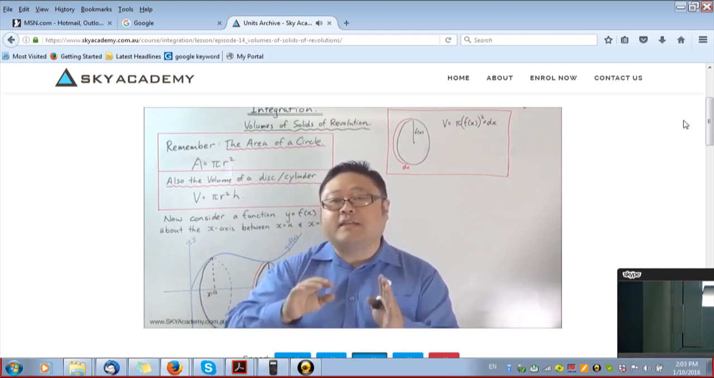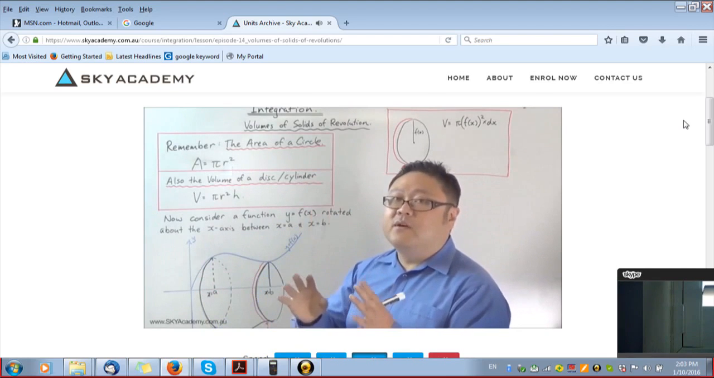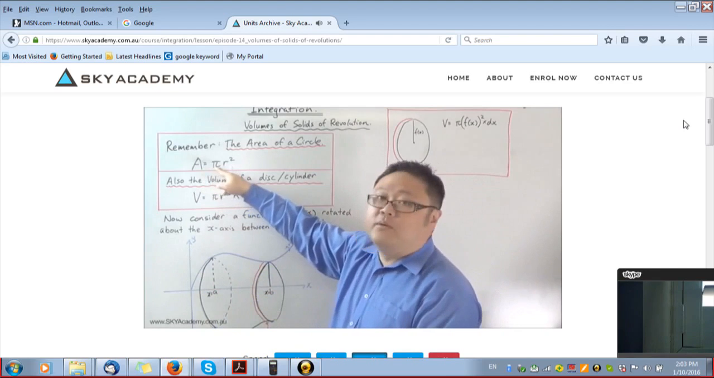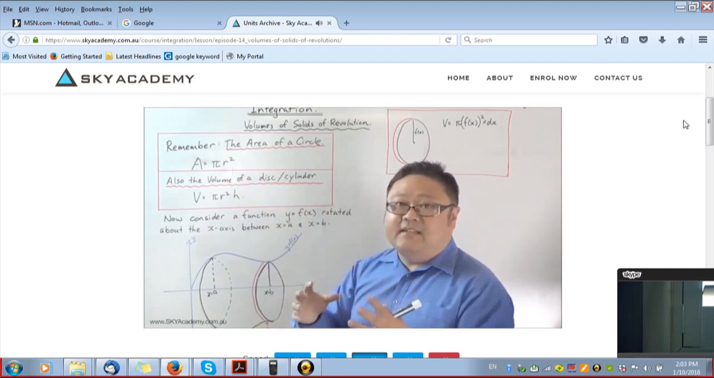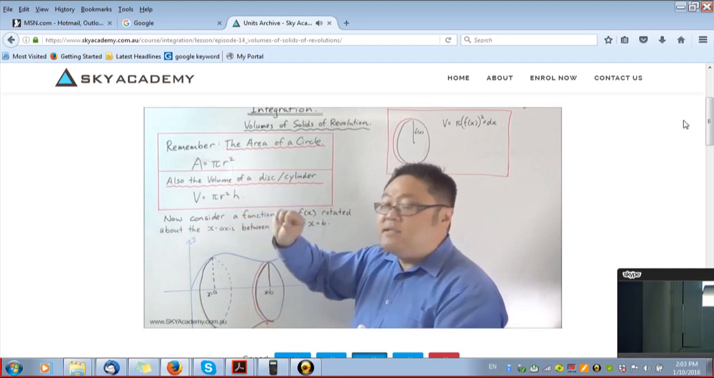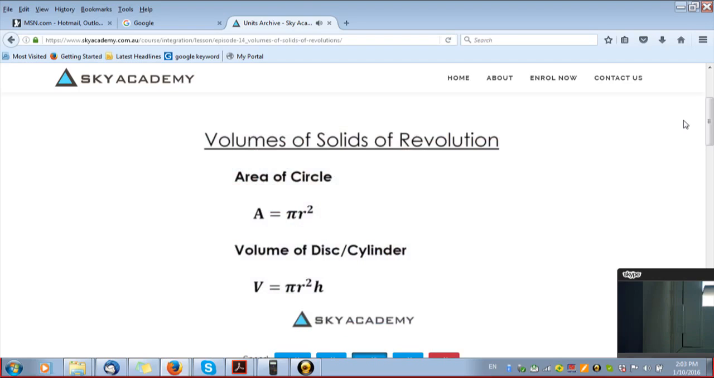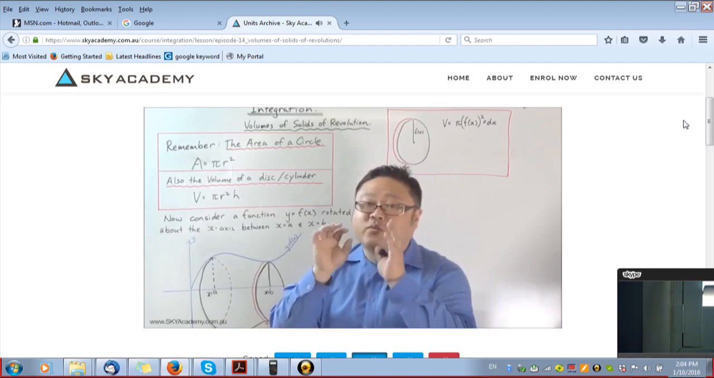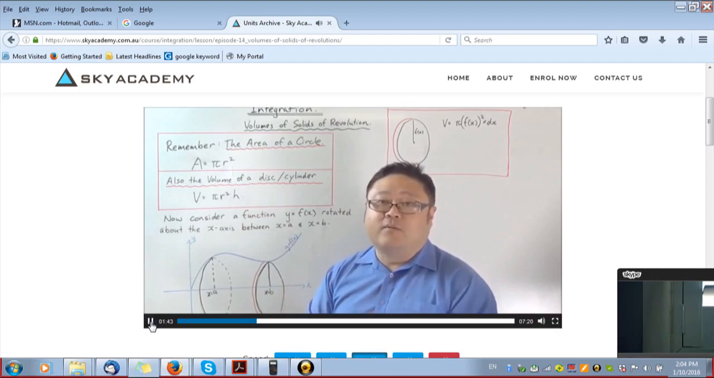But in order to do this, I want to actually take you back to finding the area of a circle. Now, the area of a circle is equal to pi r squared. Does that make sense? Now, the volume of a cylinder or a disc is pi r squared, which is the circular bit, times the thickness of the disc, which is h. So the volume of a cylinder or a disc is pi r squared h. And we're going to rely on that when we look at the volume of a solid of revolution. So, Rebecca, are you following that so far?